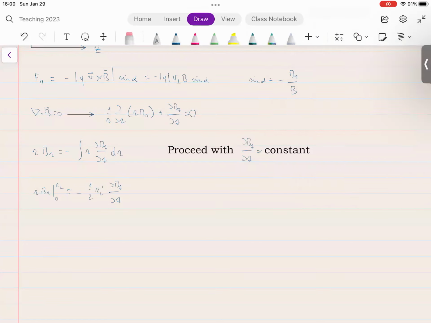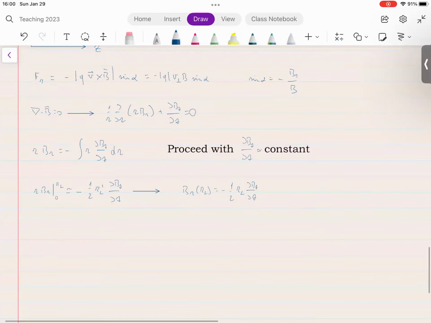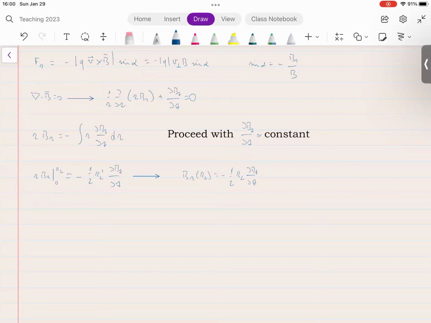And from that, I can write BR at the Larmor radius as approximately equal to 1/2 R_L, Larmor radius, dBz/dz. Now, I wrote up here on the top of the page that sine of alpha was minus BR over B.